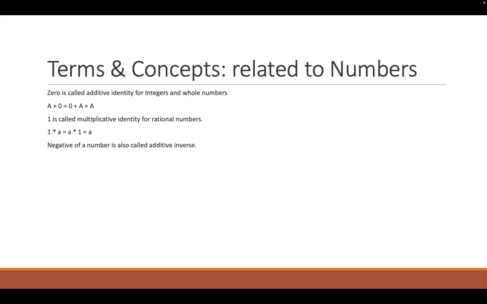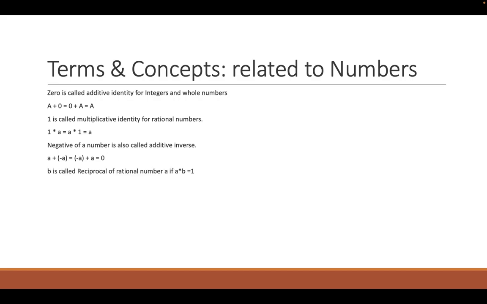Next, negative of a number is also called additive inverse. So this topic is additive inverse. Earlier we discussed additive identity. Now what is additive inverse? It is a plus minus a equal to 0. So it's kind of inverse. That's why those two, the main and the inverse entities, when added result in 0.